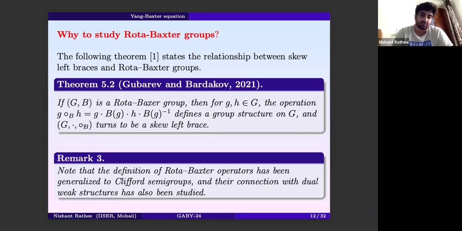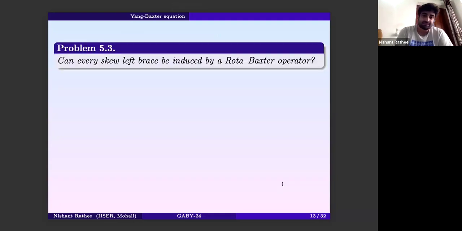I want to remark that this definition of Rota-Baxter operator on groups has been generalized to semigroups as well, like something called Clifford semigroups. And there is a generalization of braces called dual weak braces that has also been studied. This is a recent generalization of these operators. So now we have seen that every Rota-Baxter operator induces a skew left brace structure. The question arises: can every skew left brace structure on a group G be induced by a Rota-Baxter operator? This is an actual question.